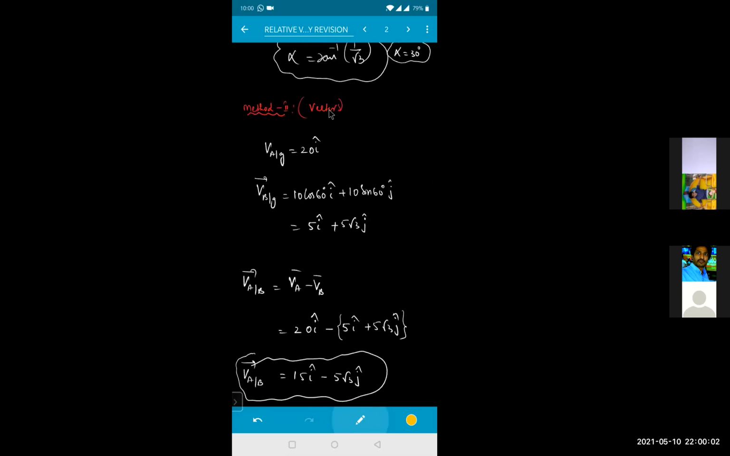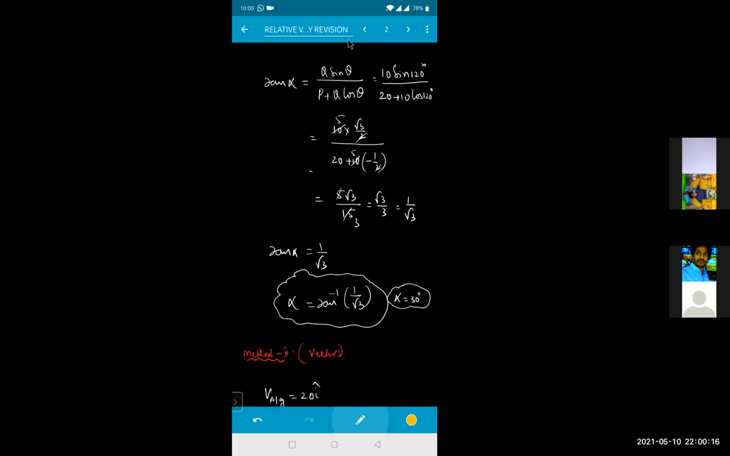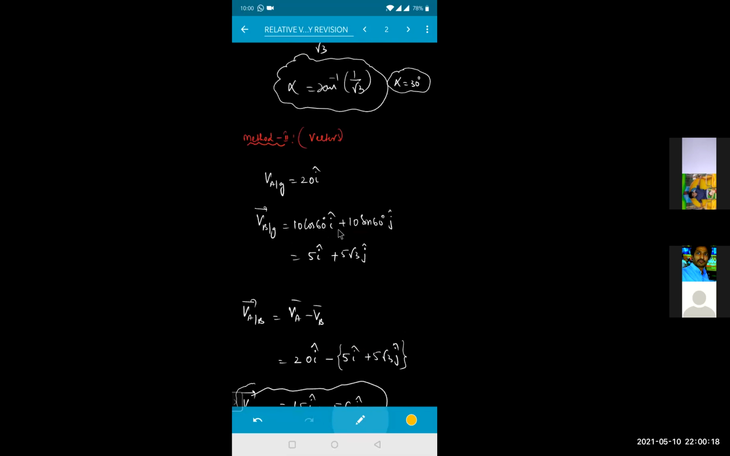Velocity of A with respect to ground is given as 20 meter per second. See, this is moving along 20 i cap. Now you resolve this 10 meter per second into x-axis and y-axis. If I resolve this one, in this direction I'll be getting 10 cos, and in this direction I'll be getting 10 sin. So 10 cos 60 i cap plus 10 sin 60 j cap. Cos 60 is nothing but 1 by 2, so it is 5. Sin 60 is nothing but root 3 by 2, so it is 5 root 3 j cap. So velocity of A with respect to B means VA minus VB.